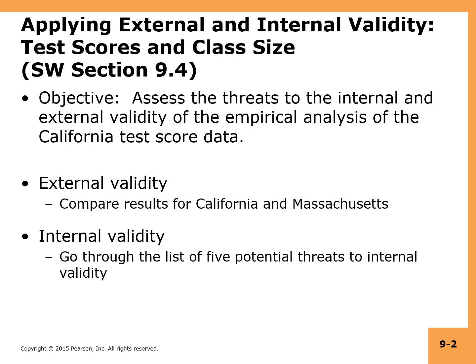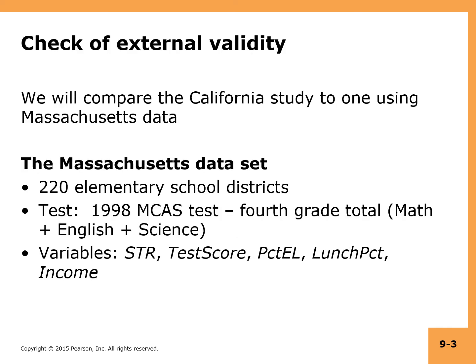In order to test if the result is externally valid, we're going to compare the results from California to Massachusetts. And in order to test if the result is internally valid, we're going to go through the list of 5 potential threats to internal validity that we discussed in the previous lecture. So we're going to first check for external validity of the California study by looking at the Massachusetts data.